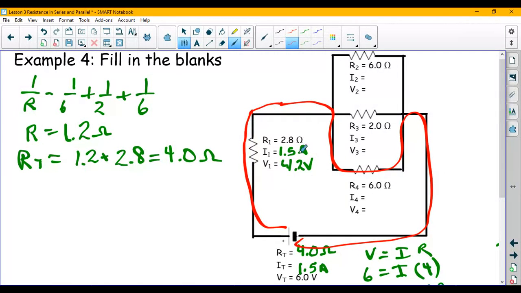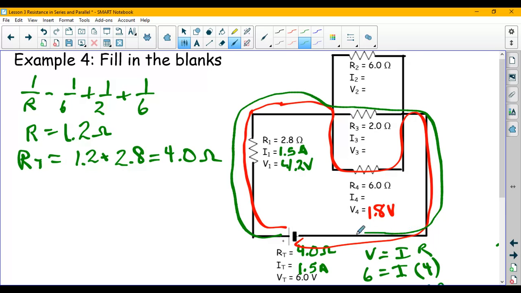So I've lost 4.2 here. That means I have 1.8 left, and all of that 1.8 ends up right there. If I followed a green route, the green route is the same. I lost 4.2 and then back around, and I would have lost my 1.8 here.